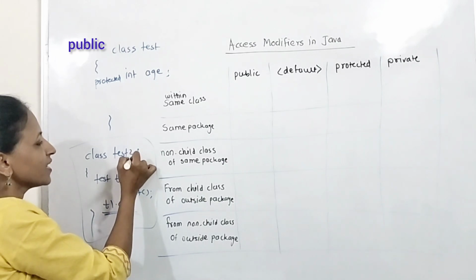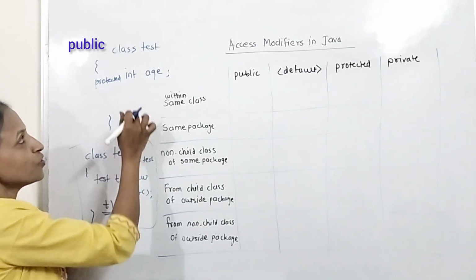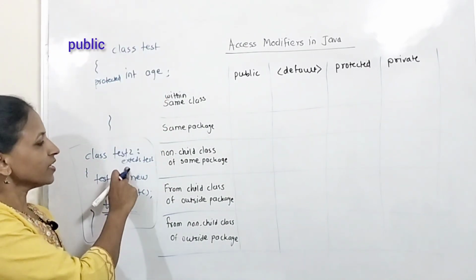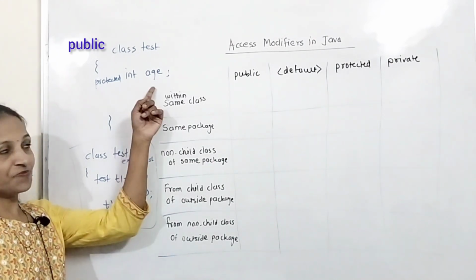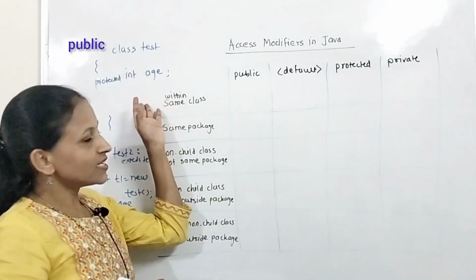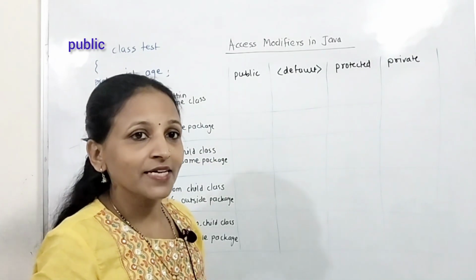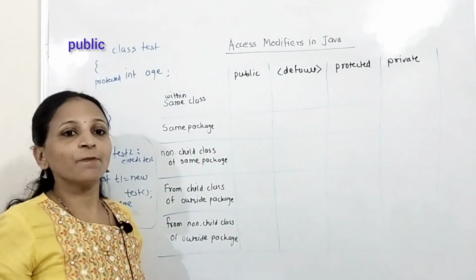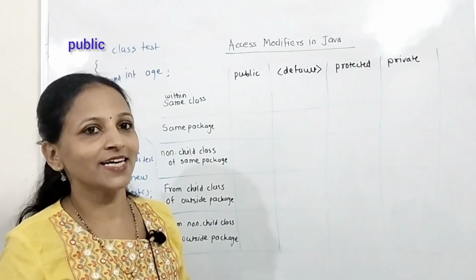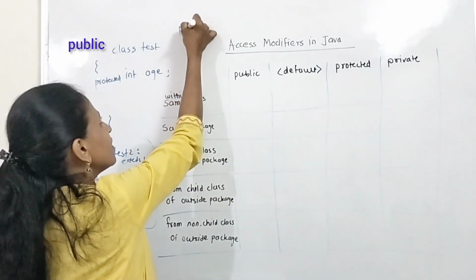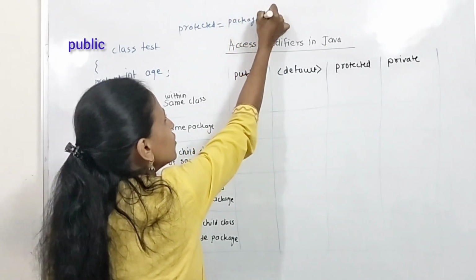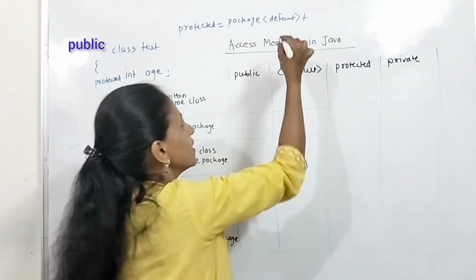Suppose here you have written extends Test; you have to import the package of this class Test. Now you can easily access this age variable. If anything is declared as protected inside a class, then that protected member is accessible within that class, within that package, and outside the package, but only in a subclass, only in a child class. So we can say that protected equals package, meaning default, plus the child class of it.